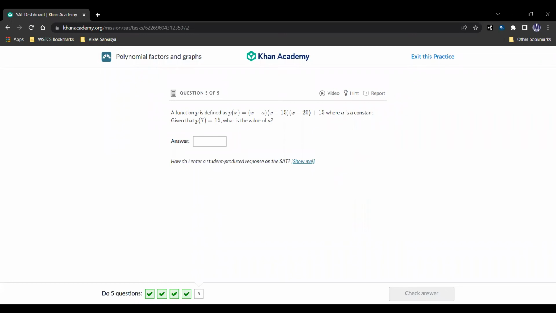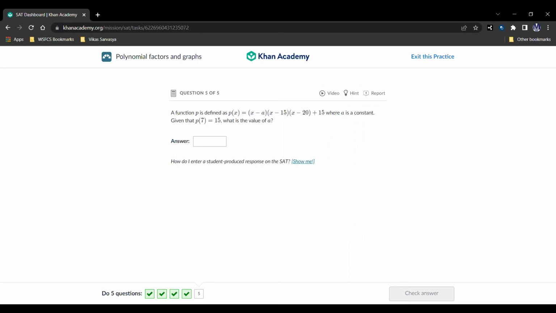And here we are. A function p is defined as p of x equals x minus a times x minus 15 times x minus 20 plus 15, where a is a constant. Given that p of 7 equals 15, what is the value of a? Okay, so p of 7 is 15. All right, so this is interesting, right?